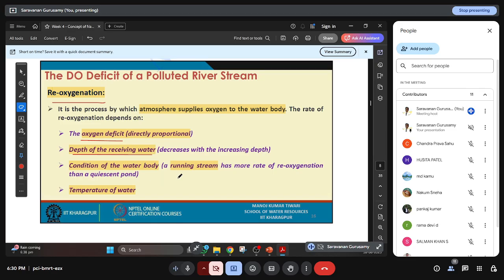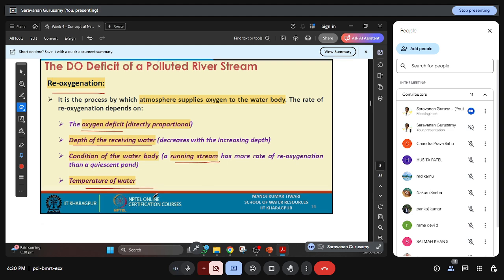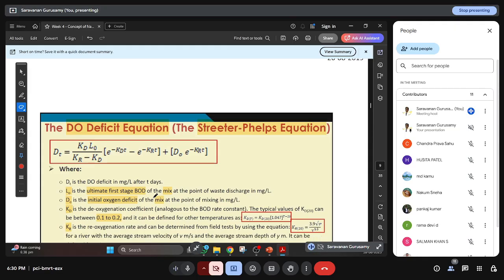Then the condition of the water body: a running stream means more oxygen. If it's stagnant, then not much oxygen will be entering into the water. And temperature, as we know, if the temperature is low, more oxygen will come in. So how the oxygen is coming in is called reoxygenation. It's not based on the BOD, it's based on the deficit. But deoxygenation is based on how much organic matter you have in your water body, right?